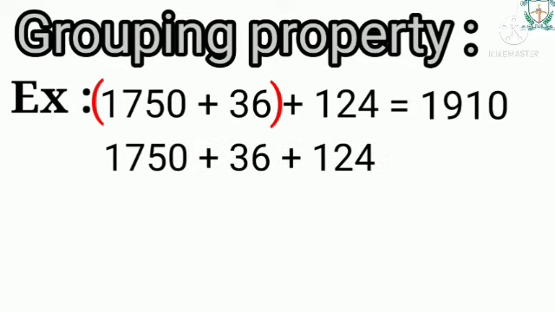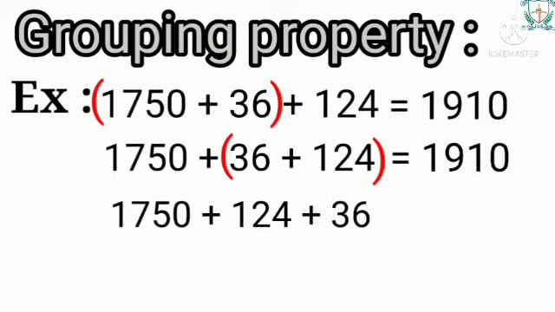1910. In the second one, we are adding the second term and the third term, and then we are adding the first term. But the sum remains the same. In the third one, we are adding the first term and the third term, and then we are adding the second term. But the sum remains the same. So, when we add the addends in any order, the sum remains unchanged.